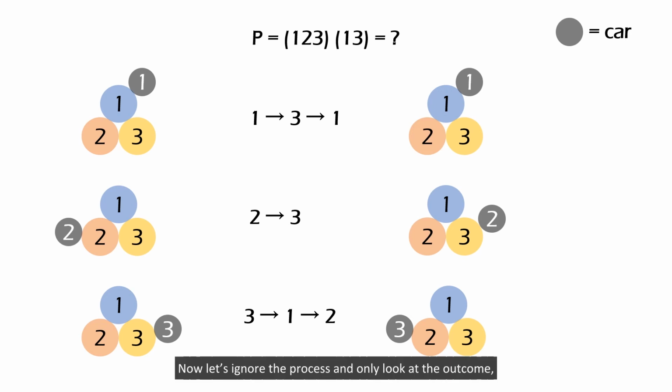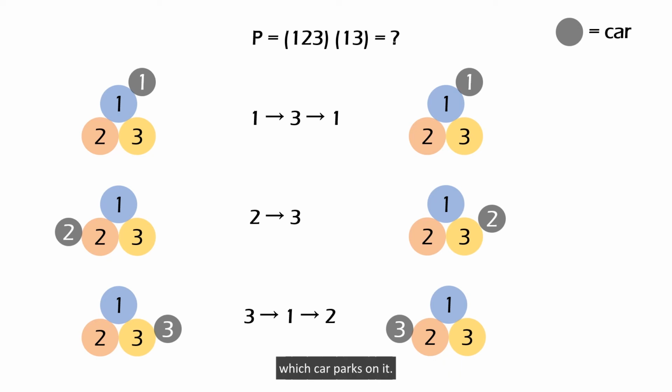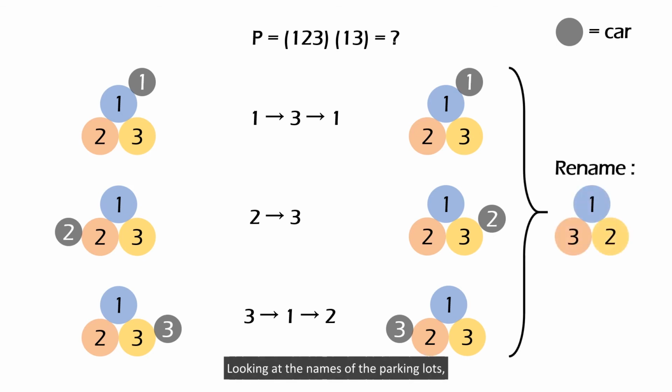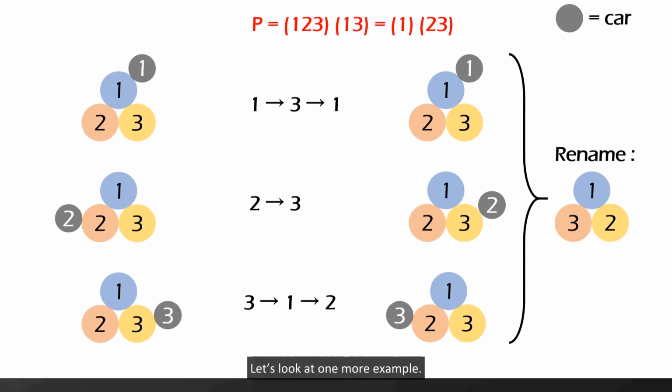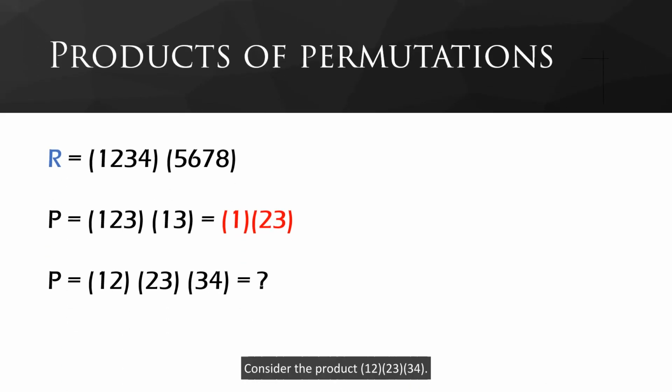Now let's ignore the process and only look at the outcome, and we can rename the parking lots depending on which car parks on them. The original parking lot 2 becomes 3 because car number 3 parks on it, and similarly the original parking lot 3 becomes 2. Looking at the names of the parking lots, we find 2 and 3 switch their tags while 1 doesn't change, and therefore we can write the product as (1)(2 3), which is now a disjoint cycle.